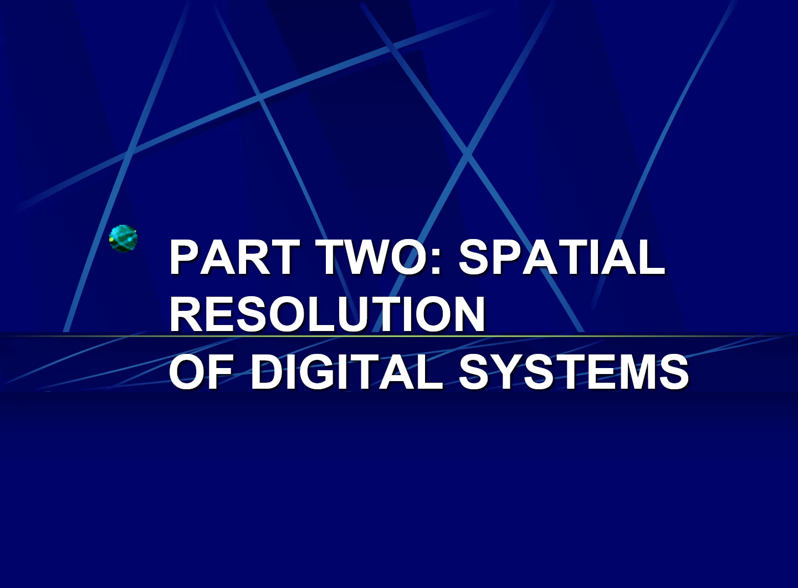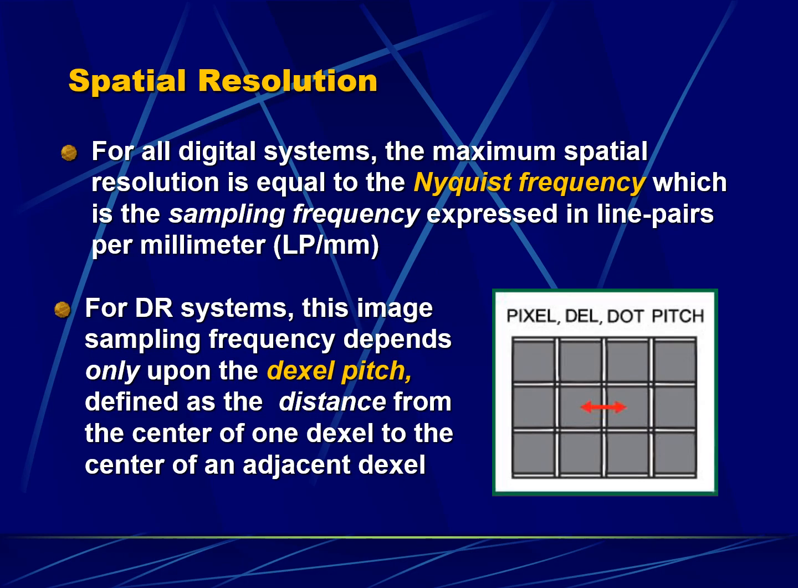Anyway, so now we're going to talk about the spatial resolution of the digital systems, all three technologies, CR, DR, indirect and direct. We're going to find that direct DR has the highest spatial resolution typically, not always. All of it is dependent upon, in DR technology, the size of the DEL, and in CR technology, the diameter of the laser. So I'll get into the explanations of those.